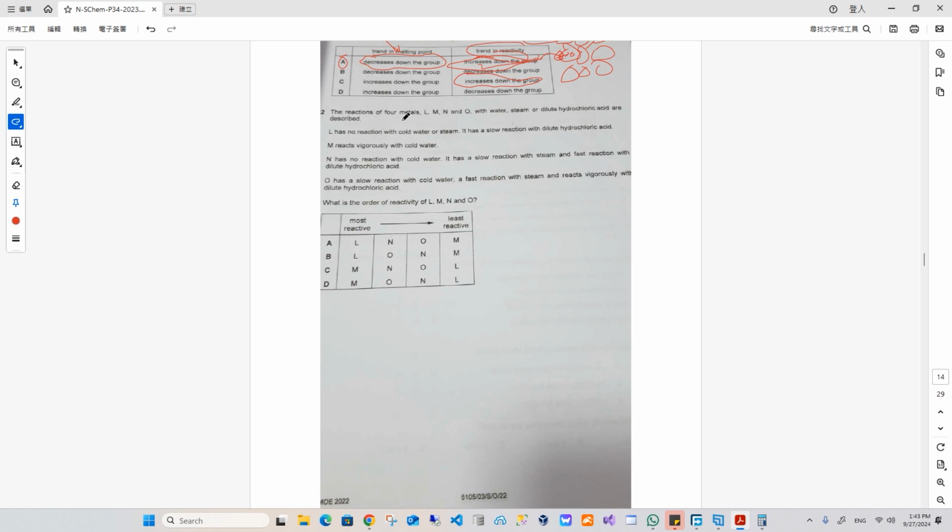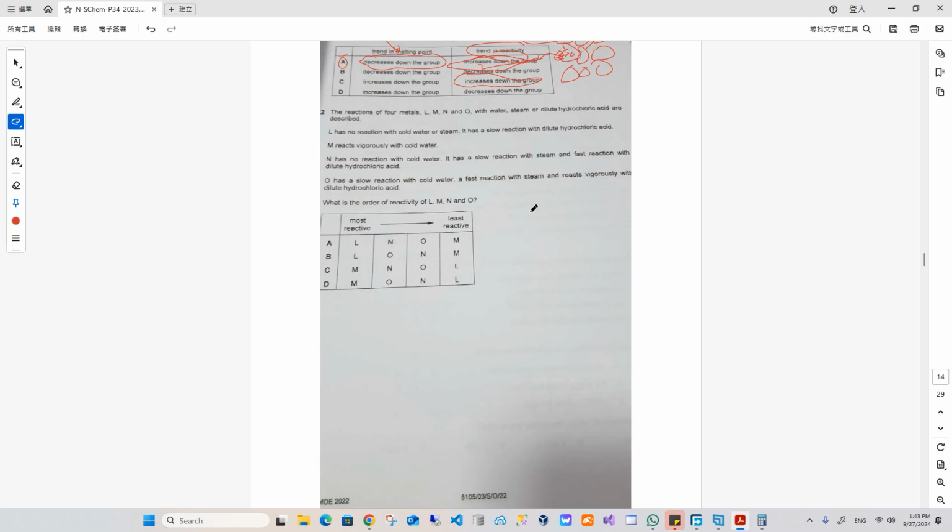The reactions of four metals L, M, N, O with water, steam, and dilute hydrochloric acid are described. L: no reaction with cold water and steam. Now this is in the chapter on metals, water, steam, and acid. Cold water and steam is actually slow reactions with hydrochloric acid.